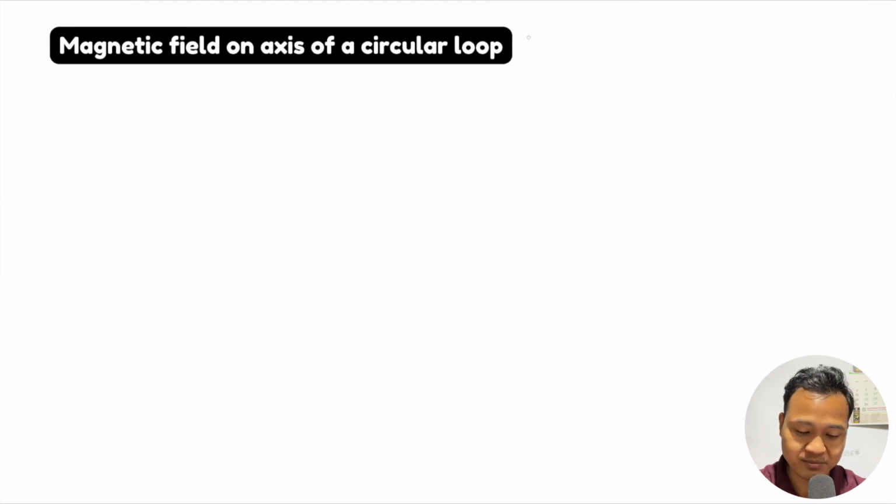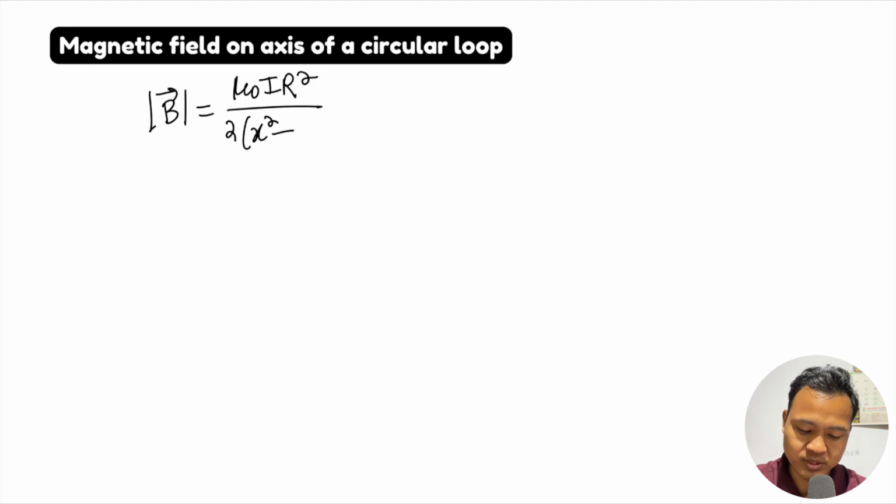Okay, one more thing here. For the loop, B was mu naught into I into r square, divided by 2 into x square plus r square power 3 by 2.